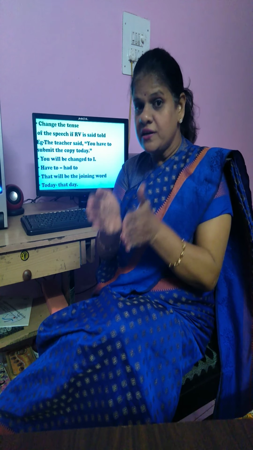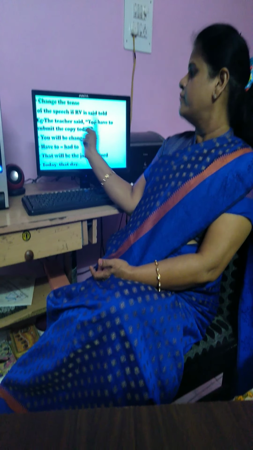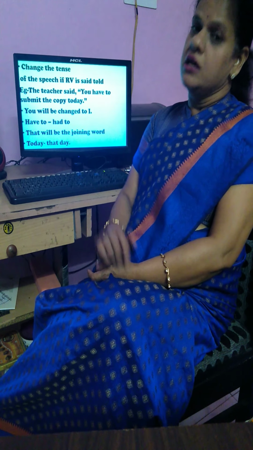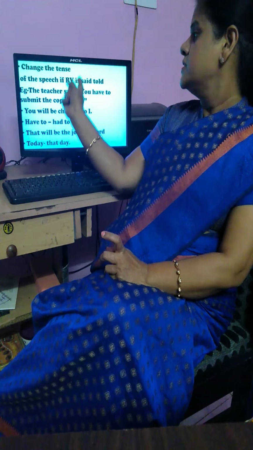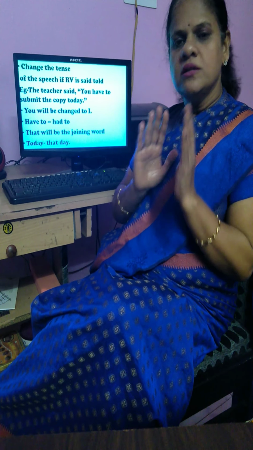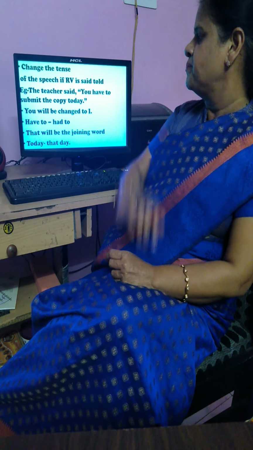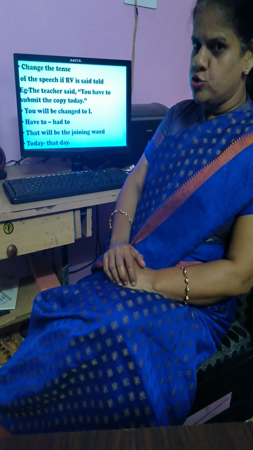So there are some rules we need to follow when we change direct speech to indirect speech only if the reporting verb is past tense. So that is what is mentioned here. In the example given on the screen, you can see: the teacher said, you have to submit the copy today. Right? So here the teacher is the speaker. Said, that is in V2 form, that is the reporting verb. And the speech part is put in inverted commas. So what are the changes we need to make?